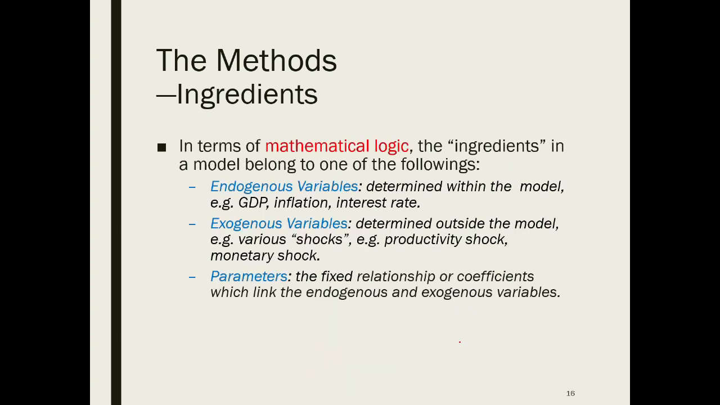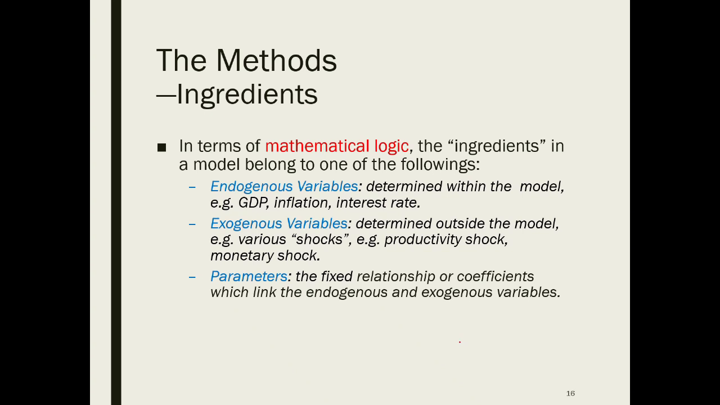The second logic of categorizing the ingredients is mathematical. A model always has some endogenous variables, which are to be explained by the model. They are determined within the model, usually including GDP and inflation, because the output market is the baseline. Depending on the research questions, the model can also include employment and capital.